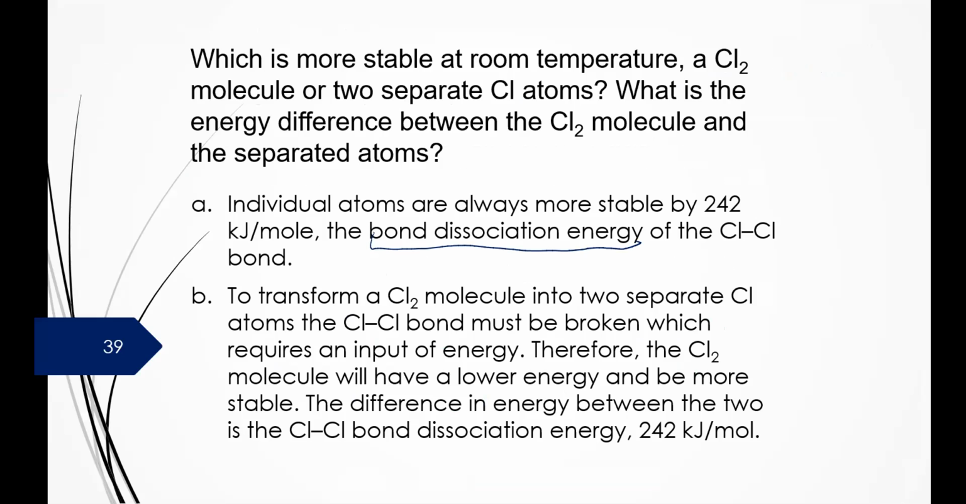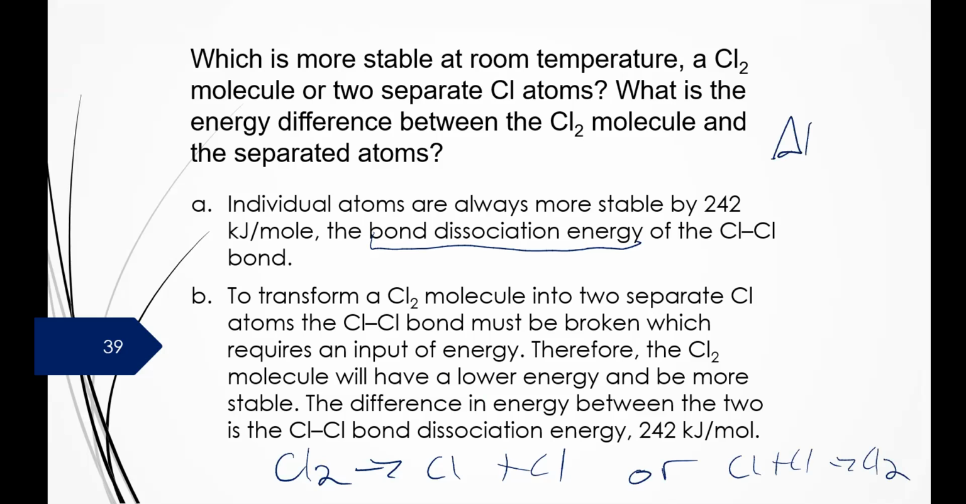So you're really kind of looking at Cl2 to Cl plus Cl, or Cl plus Cl to Cl2. Which one is going to be a delta H that is negative? And that's because the lower your energy, the more stable you are. So if we're releasing energy because we're going down in our enthalpy, then we're becoming more stable.